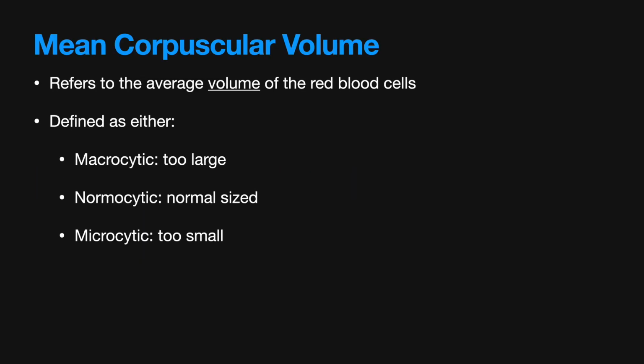The first feature that we'll look at is the mean corpuscular volume. This refers to the average volume of the red blood cells. We define this as either macrocytic or too large, normocytic or normal-sized, or microcytic or too small.